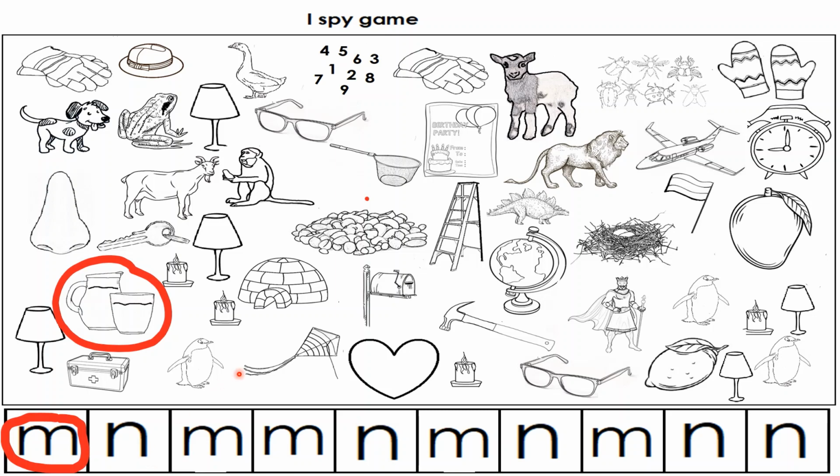I spy with my little eye something start with N. Let's find something start with N. Nuts. Nuts, nuts. We are done with this and we're going to circle that. Now you are going to find rest of the picture start with M and N and circle all of this. Then we can move on to next one.